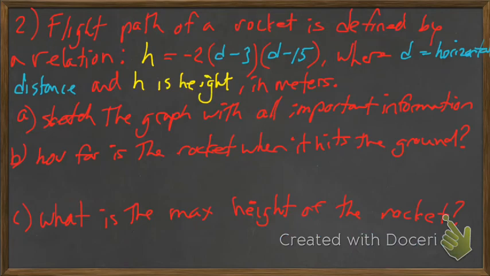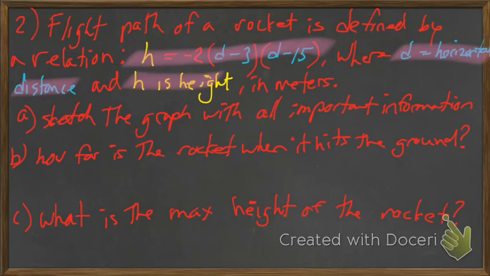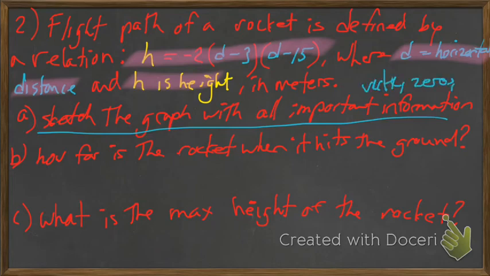We are getting pretty high into the timing on this video, but I'm going to keep it on, trying to get this last question done as fast as I can. The flight path of a rocket is defined by the relationship h is equal to negative 2 multiplied by d subtract 3 multiplied by d subtract 15, where d is the horizontal distance and h is the height, in meters. Question is, sketch the graph with all important information. So that'd be vertex, zeros, max/min, etc.